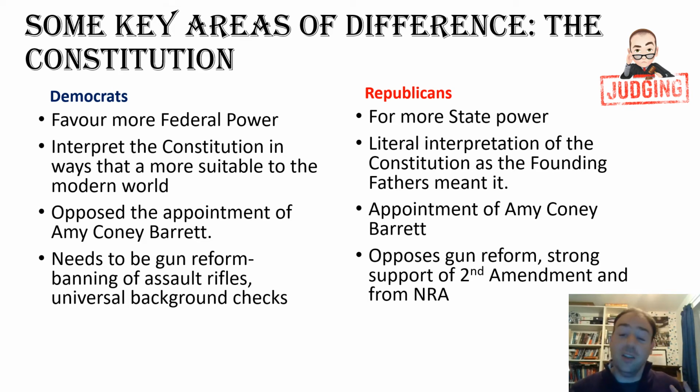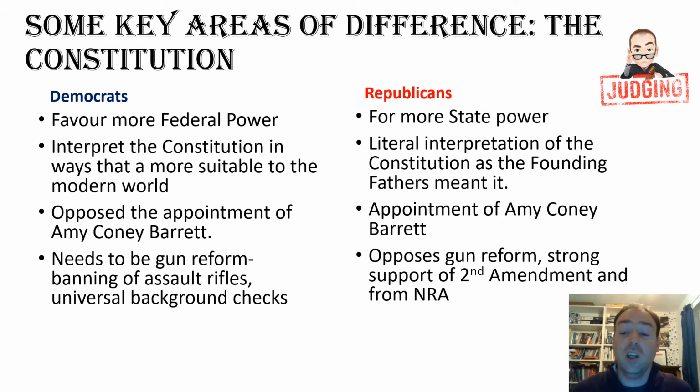So the Democrats at the moment tend to be more in favour of federal power, things being controlled by the federal government, while the Republicans tend to be for more state power, and states taking more responsibility over things, and shrinking of the federal state, making the federal state smaller. Obviously, very difficult to do in current circumstances.